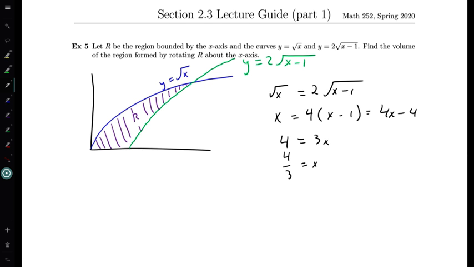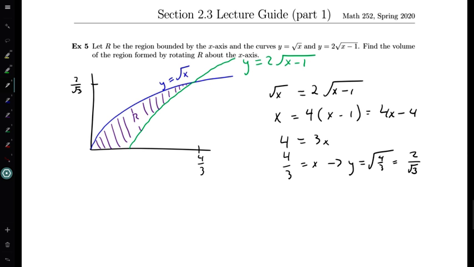Great. So we have an x coordinate for this intersection point. It's 4/3, and that's going to tell me the y coordinate of this intersection, which is information we're going to need because this is going to be the largest y value. So the y coordinate is going to be the square root of 4/3, which equals 2 over root 3. Let's go ahead and add that to our axes as well.